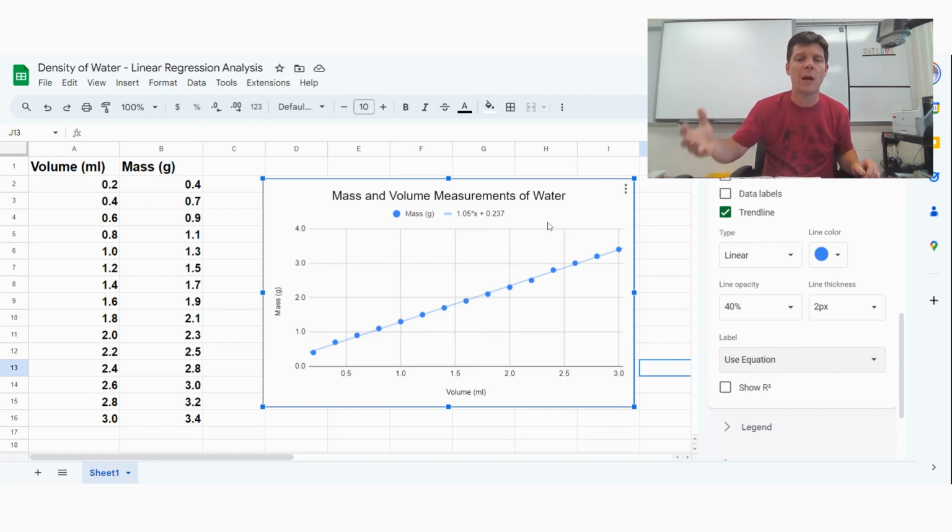This is the equation in the form y equals mx plus b. So m would be equal to 1.05. Here's x, 0.0237 is our intercept point.